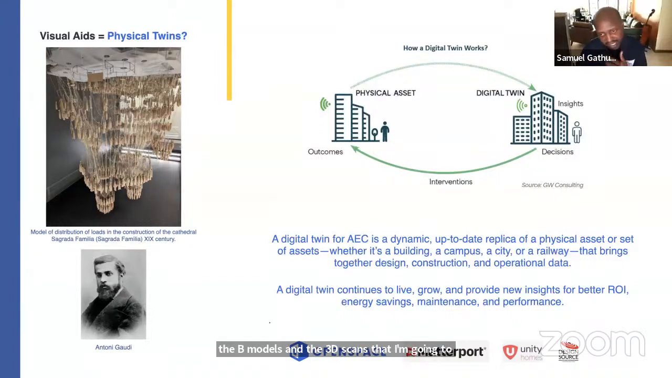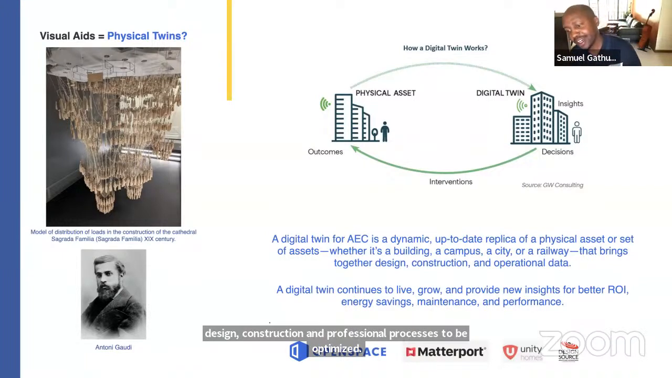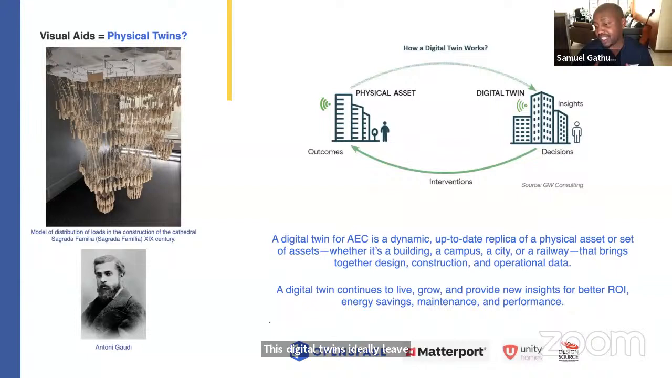So a digital twin for the AEC is essentially just a replica of the physical asset, whether it's a building, a campus, a city, a railway, even the built environment. We normally go to the extent of having digital twin cities, but that's a conversation for another day. But it allows the design, construction, and operational processes to be optimized. These digital twins live, grow, and provide new insights. By providing new insights, we're talking about the data that they generate or the data that they are in themselves, bringing better return on investment when it comes to energy savings, maintenance, and performance.